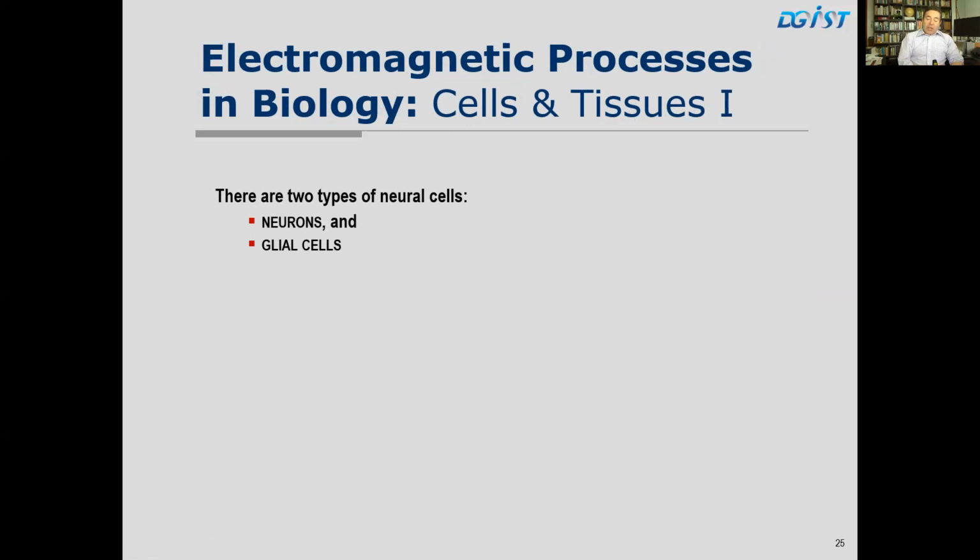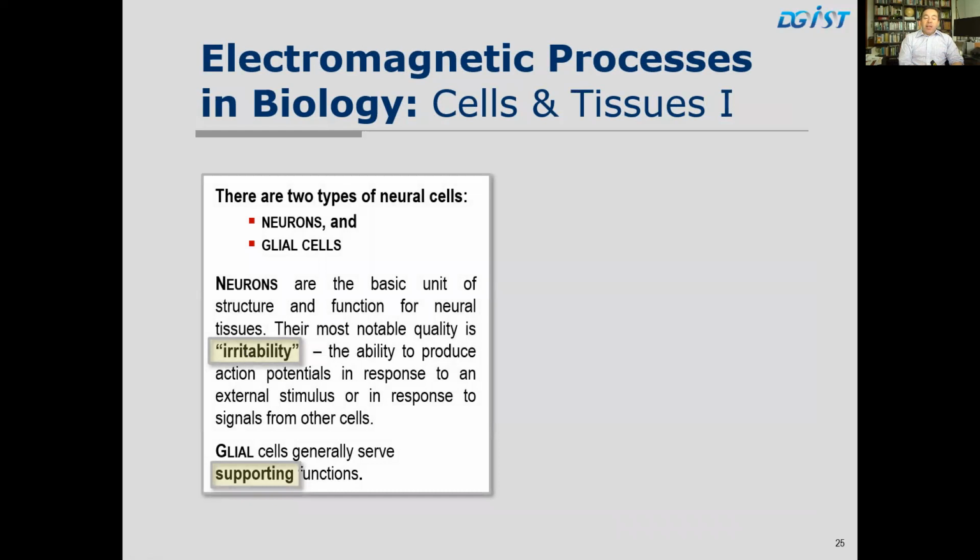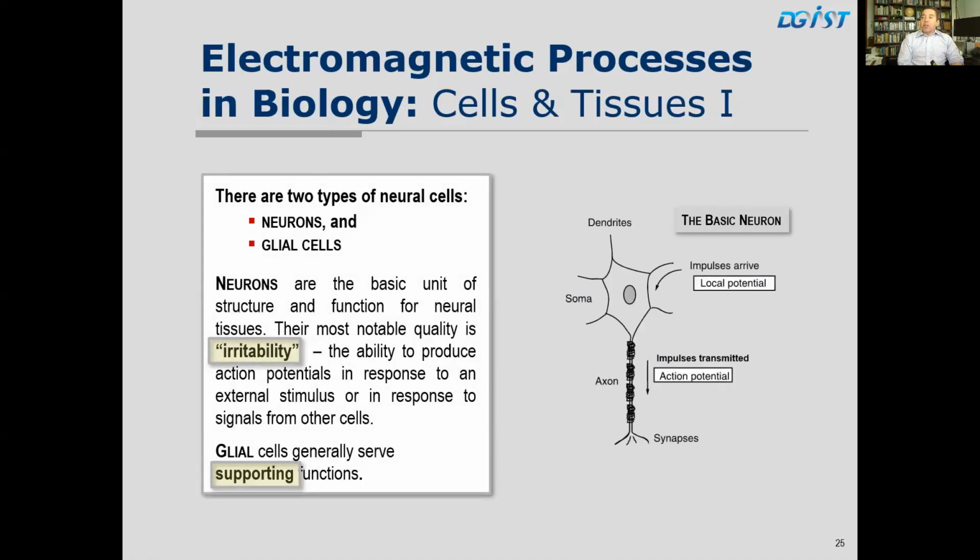Going back to now the next level, cells and tissues, we talked about the 4 tissue types: epithelial, neural, connective tissue, and muscle. When it comes to neural cells, there are 2 types of neural cells. There are neurons and there are glial cells. Neurons are the basic unit of structure and function for neural tissues. The most notable quality is irritability, the ability to produce an electrical signal in response to an external stimulus. And glial cells generally serve supporting functions.